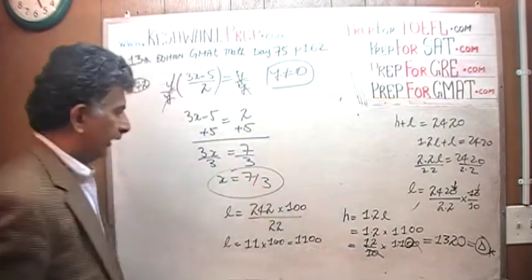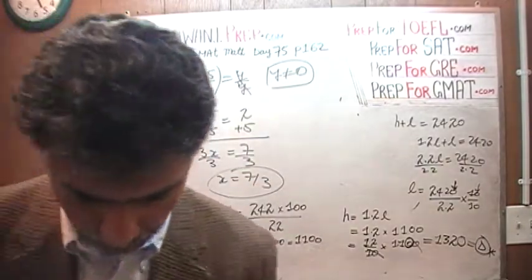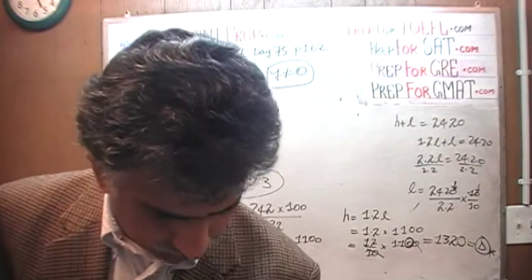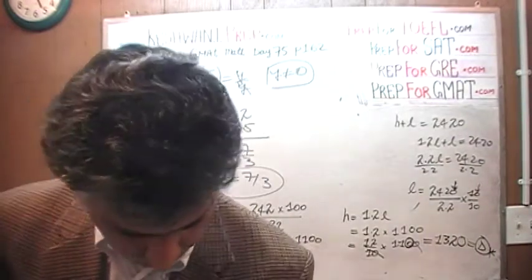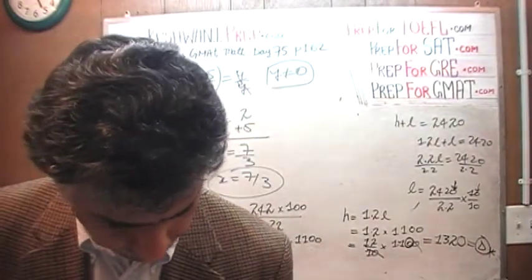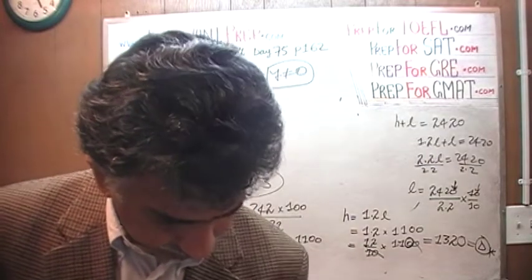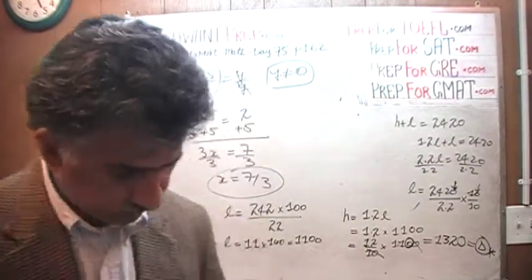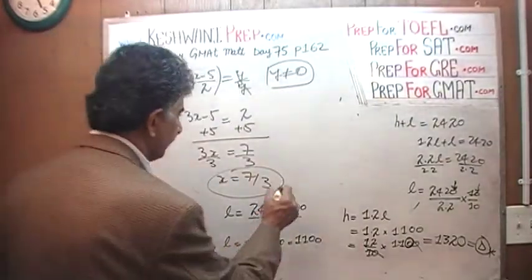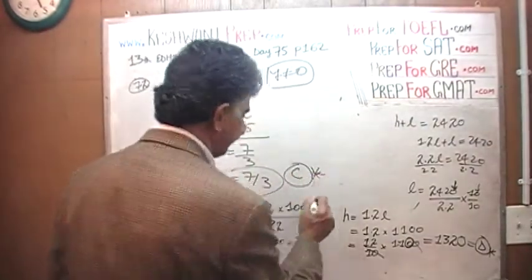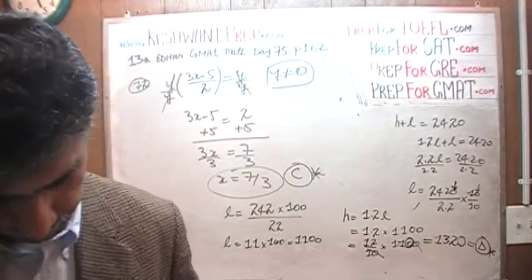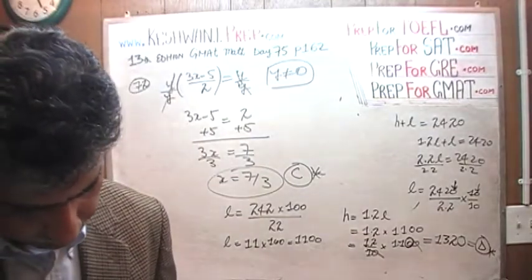Voila. X equals 7/3 and that's answer choice number 72. 7/3. Answer choice C. That's answer choice C. 7/3. And that's all it is.